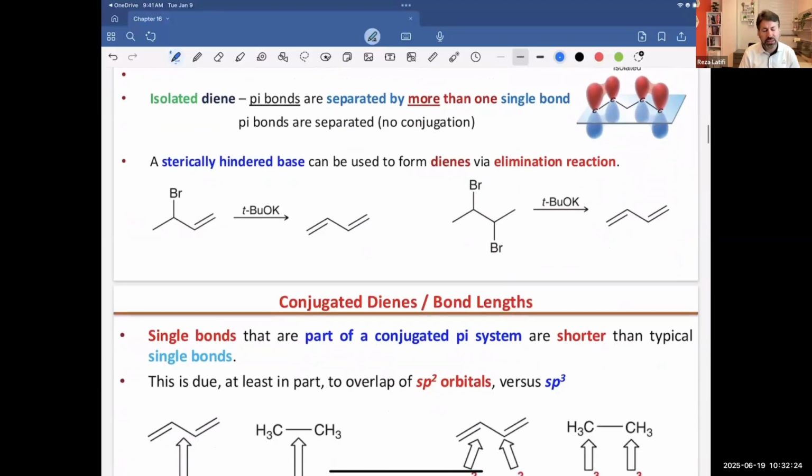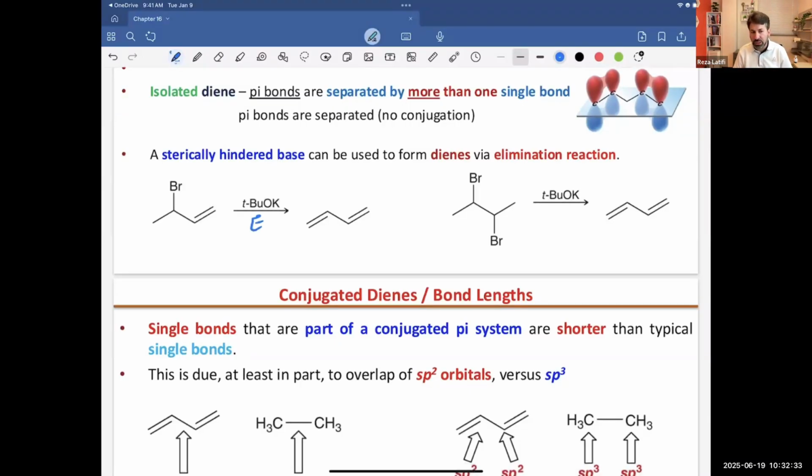How do we get dienes? One way to get dienes is to run an elimination reaction. So this one is an elimination reaction using a bulky base. And remember, if you're using a bulky base, that base is going to favor the Hofmann product instead of the Zaitsev product. What do I mean by Hofmann product? In the Zaitsev product, we said the double bond will be built in a way that you get more substituents, and so it will be more stable.